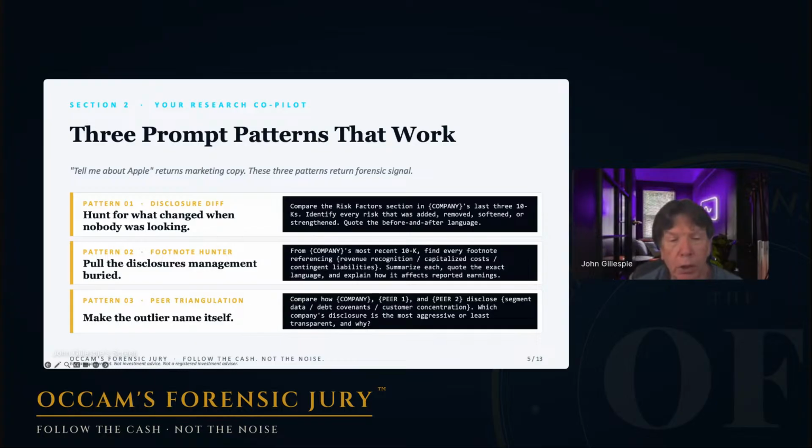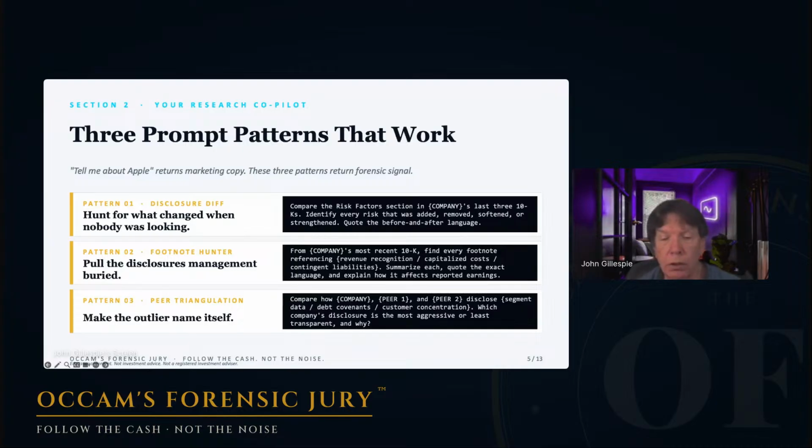So here's 3 prompt patterns that work. The single biggest mistake people make with Perplexity is asking lazy questions. If you ask, tell me about Apple, you'll get marketing copy. The model is trained on the entire internet, and the internet is mostly noise. You have to direct it. These 3 prompt patterns return forensic signal instead of marketing copy.